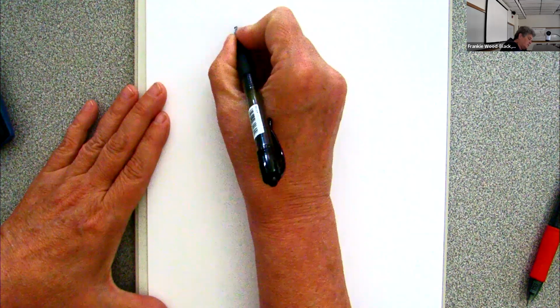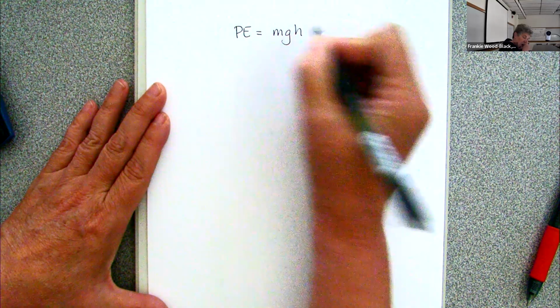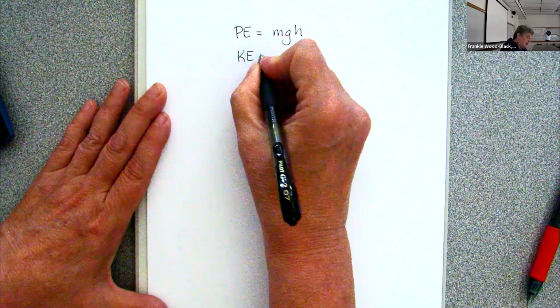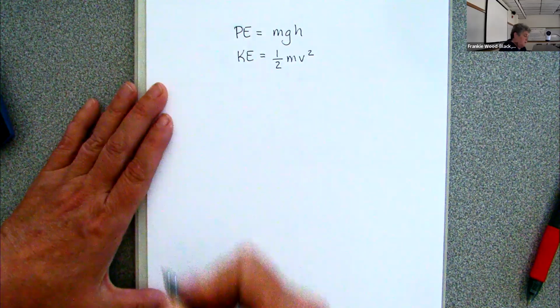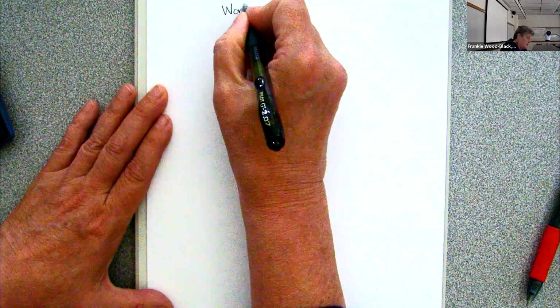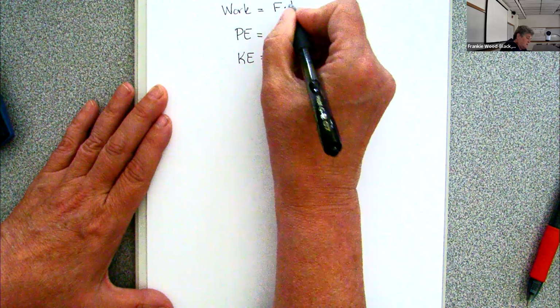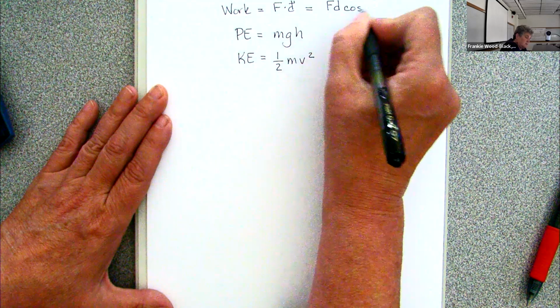So let's look at what we have so far. Potential energy is going to be defined as mgh, and this is our gravitational potential energy. Kinetic energy is defined as 1/2 mv squared. Work is equal to the dot product of these things, which gives me my scalar product.